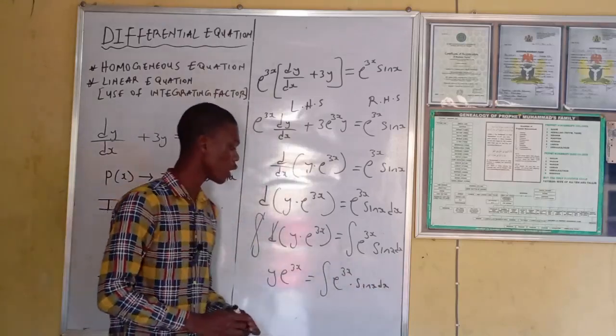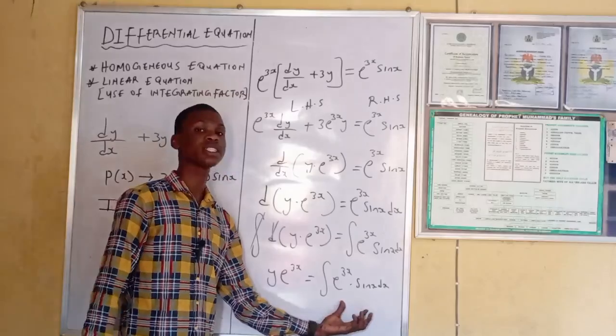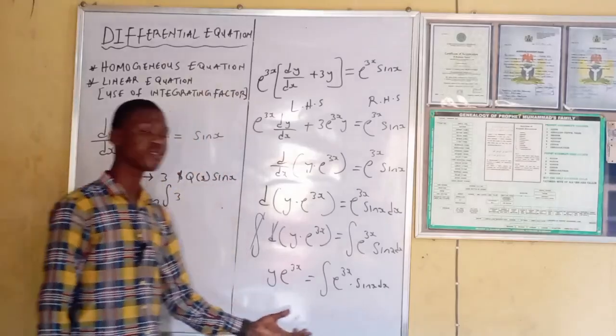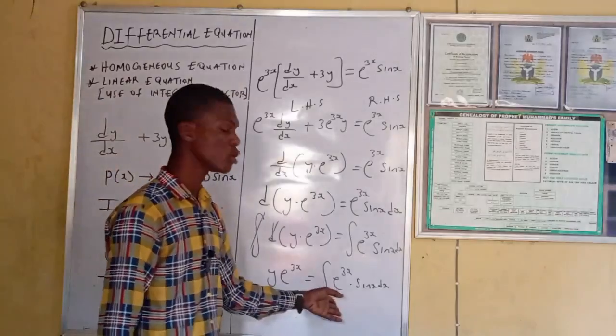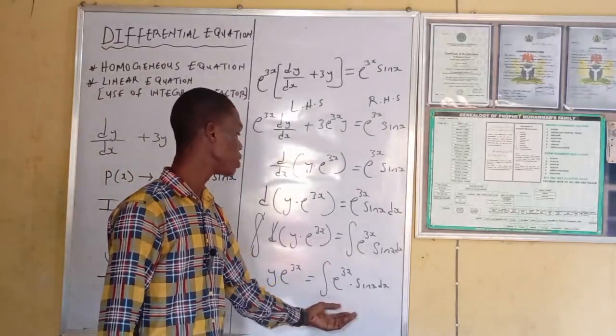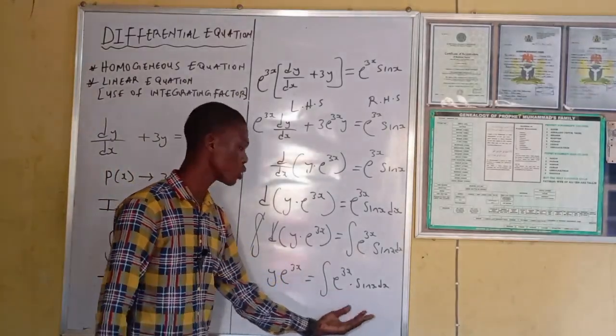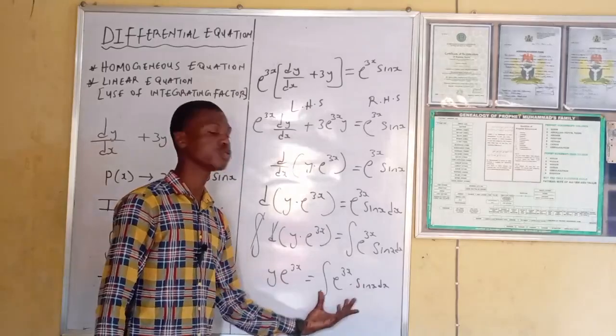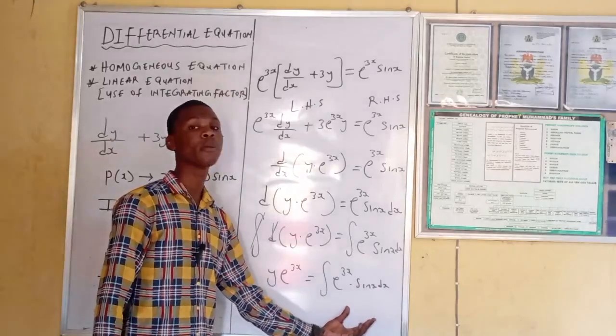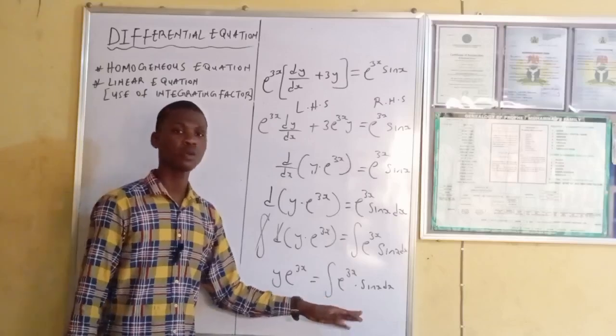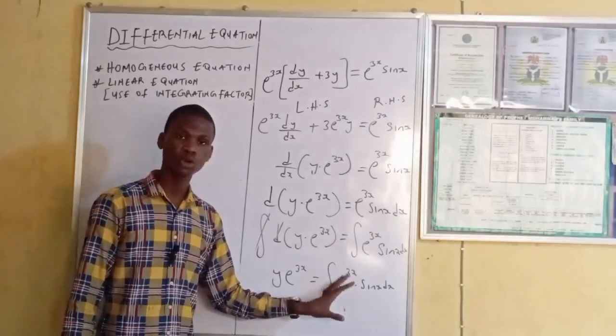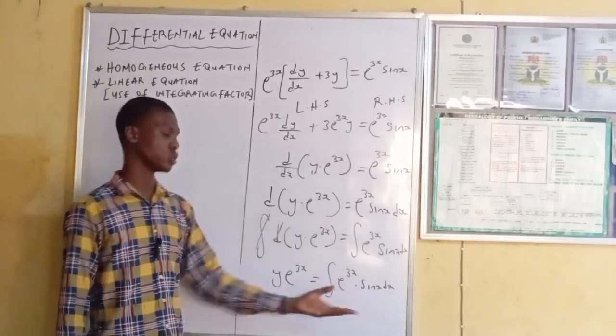Now, the question is, how do I integrate the right hand side? Integrating the right hand side using the product of integration, meaning by parts. That's the only possible way we can do that. We are having a product, so we are using integration by parts. Meaning we are relating the product rule of differentiation to integration.